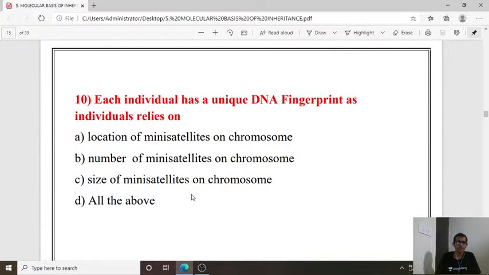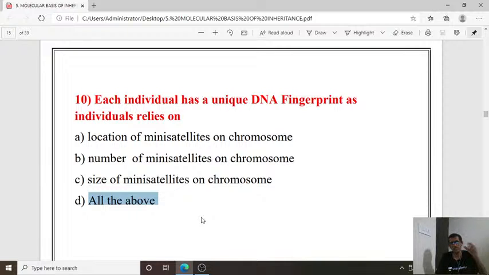Then each individual has a unique DNA fingerprint, as individuals relies on what? So particular every individual organism, if you take human being, we are with a particular type of unique DNA fingerprint, as individuals relies on what? Location of mini satellites on chromosome, number of mini satellites on chromosome, size of mini satellites on chromosome, all the above. So it is all the above. Depending upon this one, we can have the particular type of fingerprint.